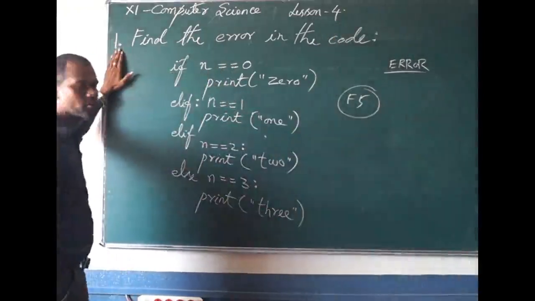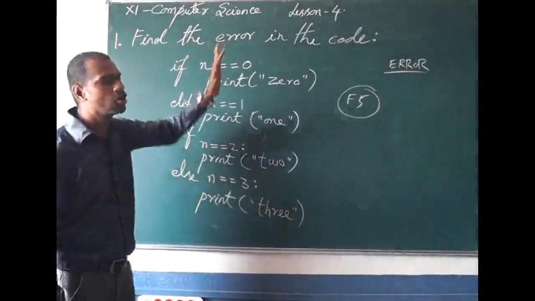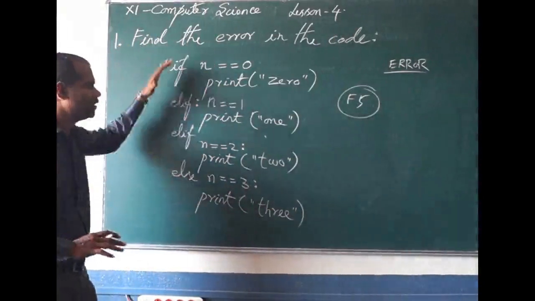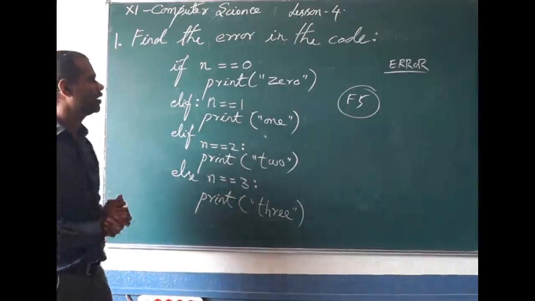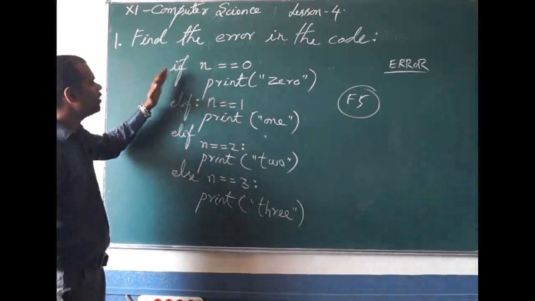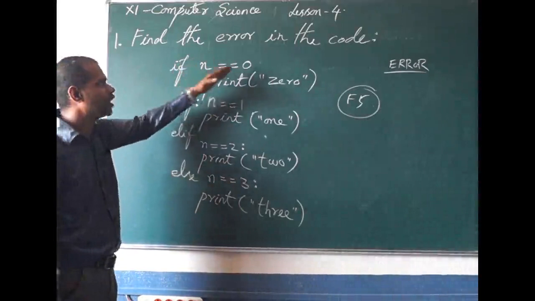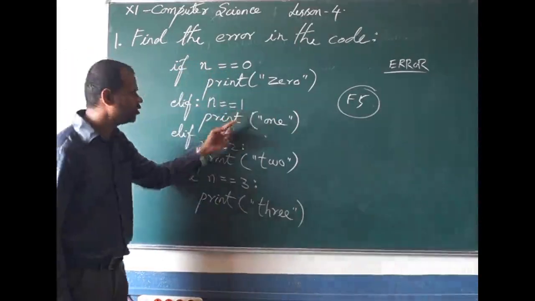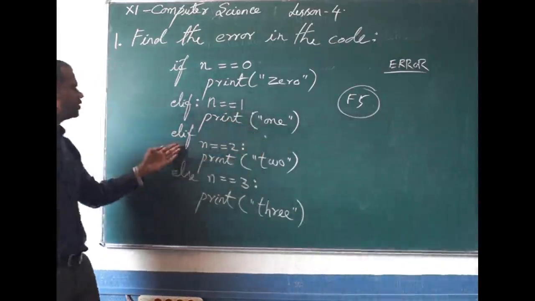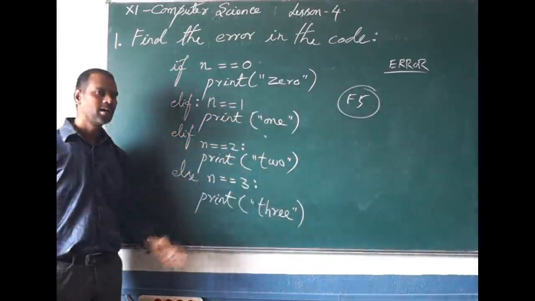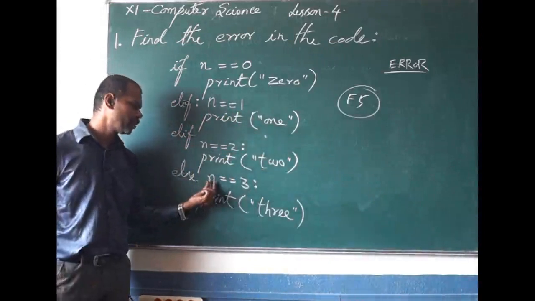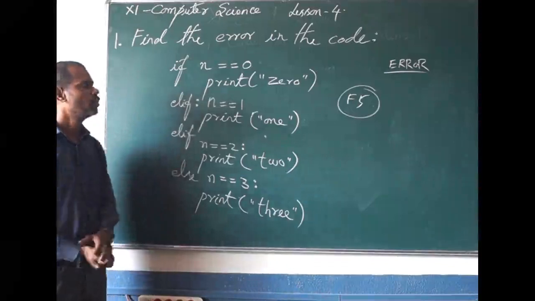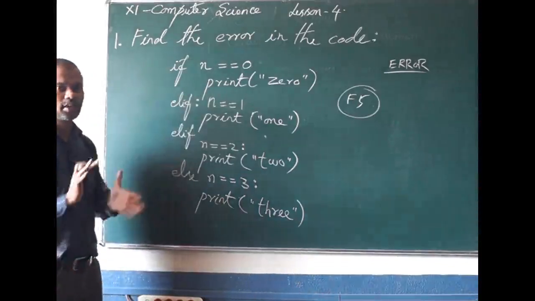So we are going to see the first question. Find the error in the code. This is your program, and you have to find the error in it. Listen carefully. If the n value is 0, you have to print 0. If the n value is 1, you have to print 1. Otherwise, if the n value is 2, you have to print 2. Otherwise, at last, if the n value is 3, you have to print 3. So this is the structure of the program.